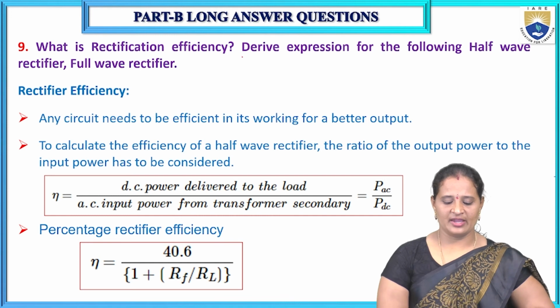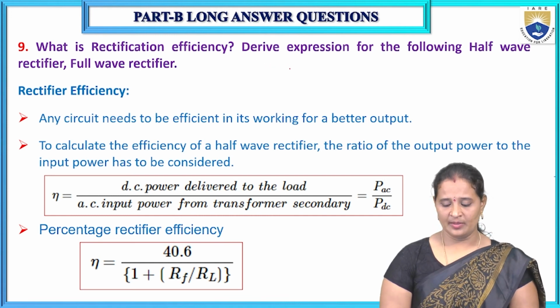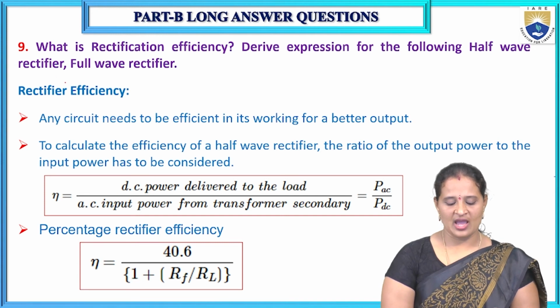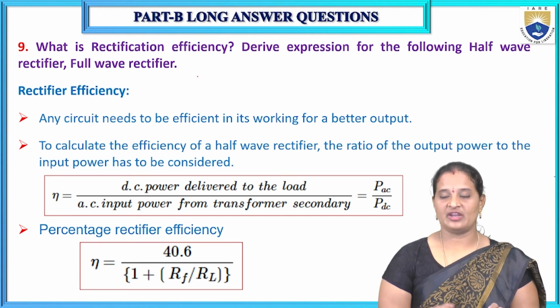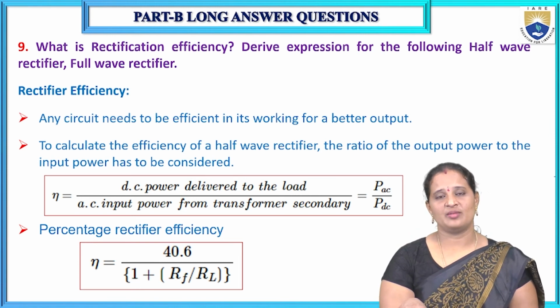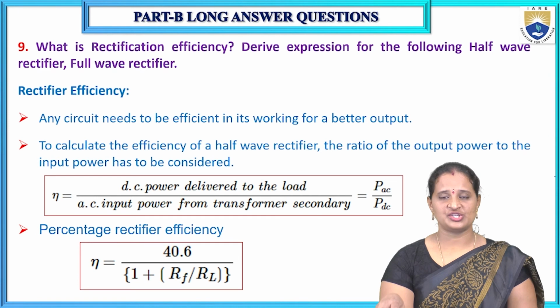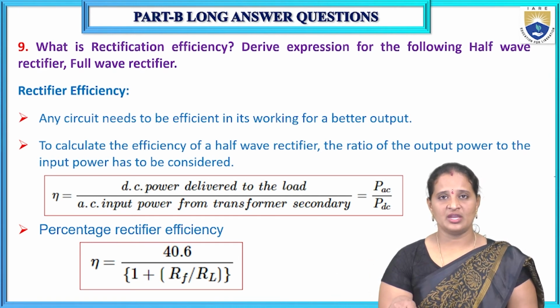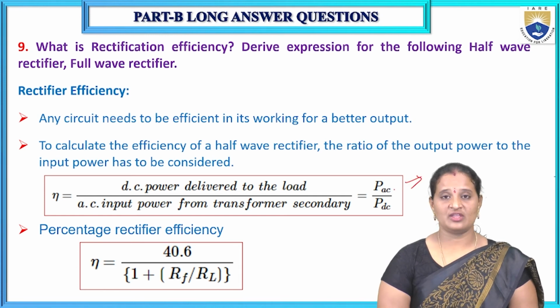What is rectification efficiency? Derive the expression for the half wave rectifier and full wave rectifier. First you define efficiency. What do you mean by efficiency? It is defined as the ratio of DC power delivered to the load to the AC input power from the transformer secondary. Just give the formula and try to derive it.